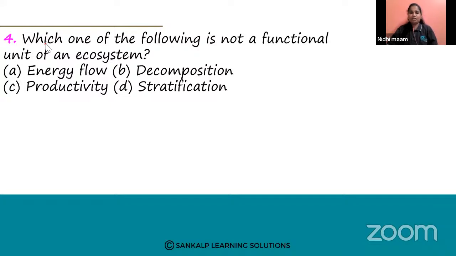A is energy flow, B is decomposition, C is productivity, D is stratification. Yes. Okay, I got the answer. Option D, stratification.